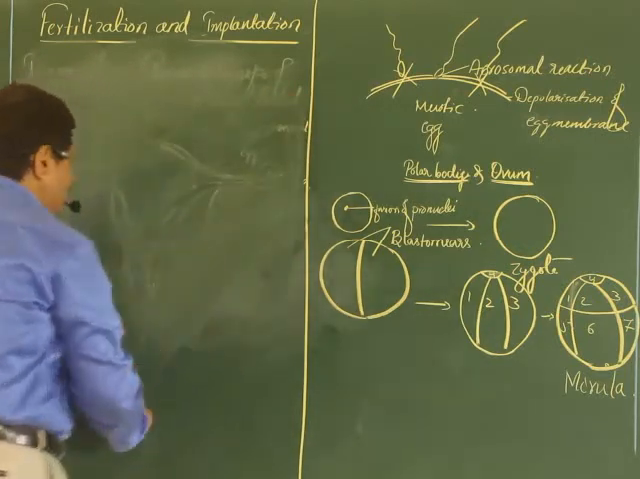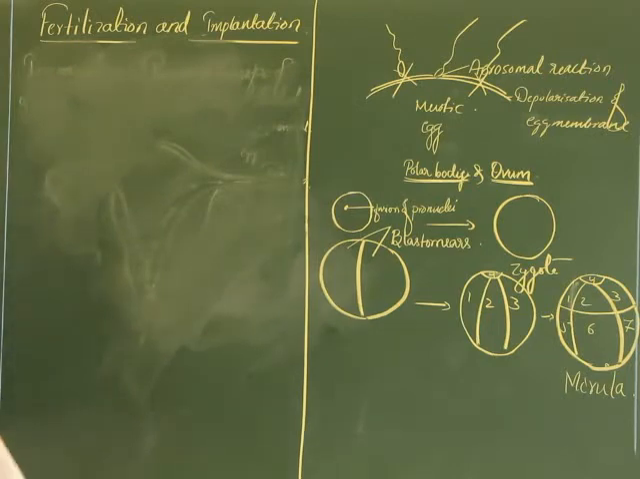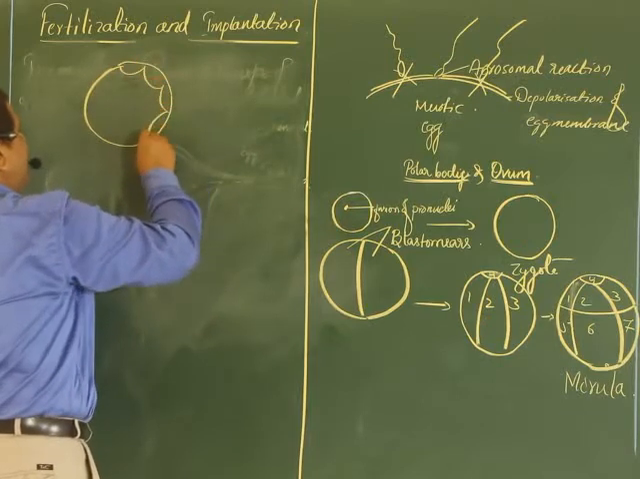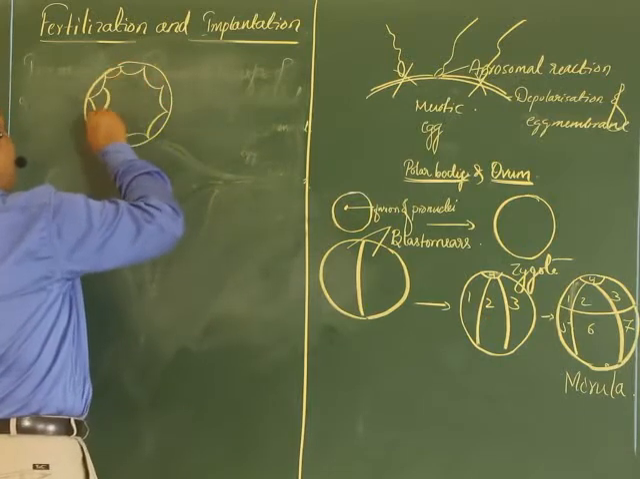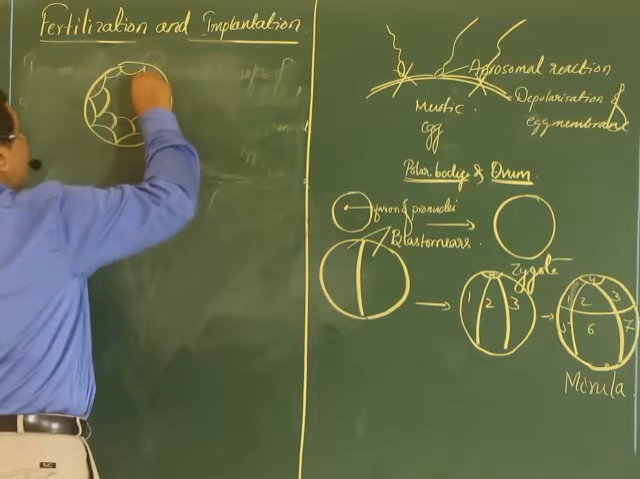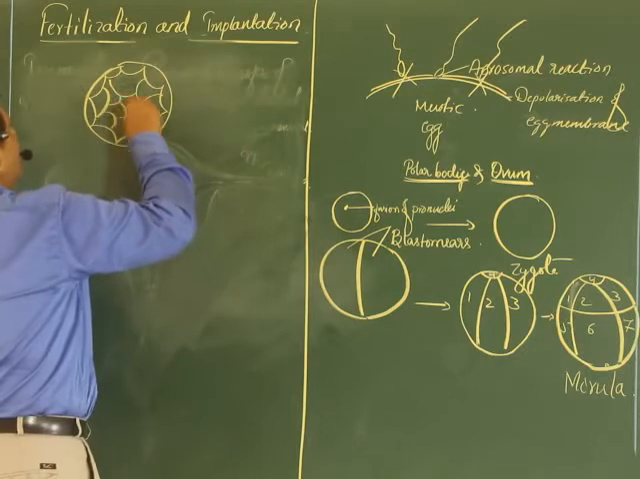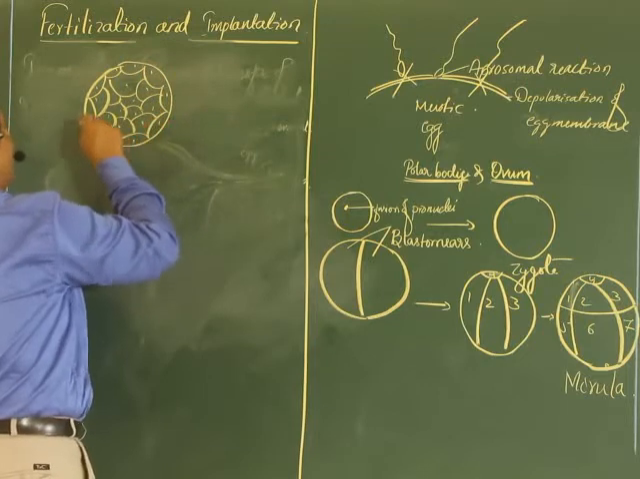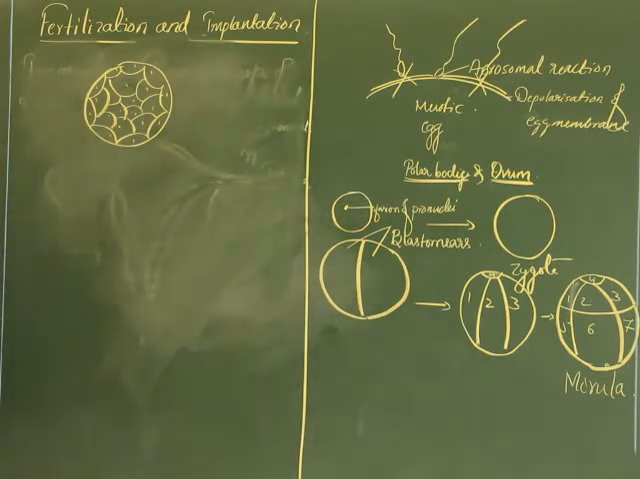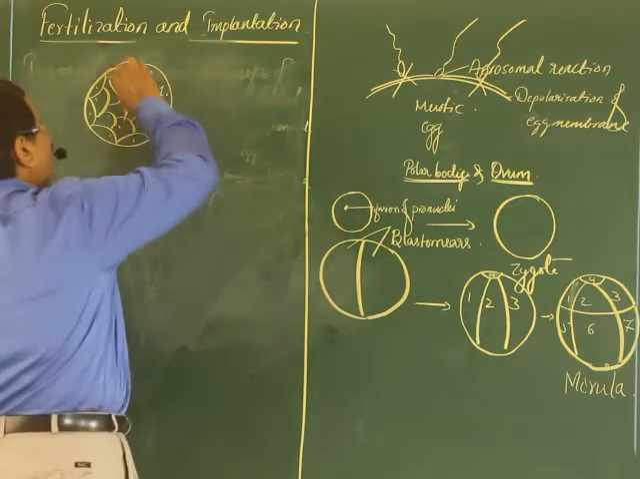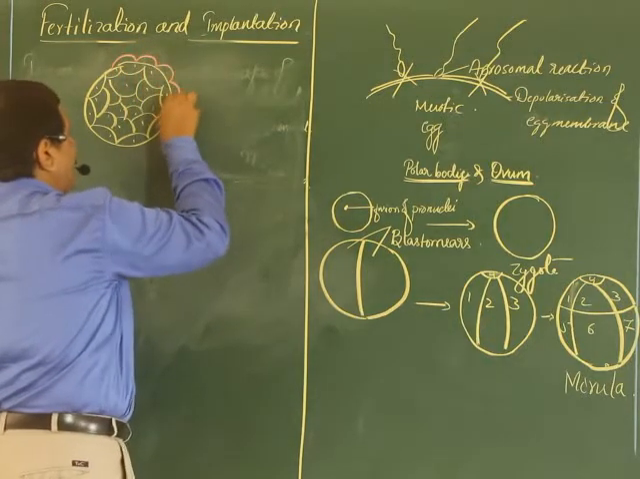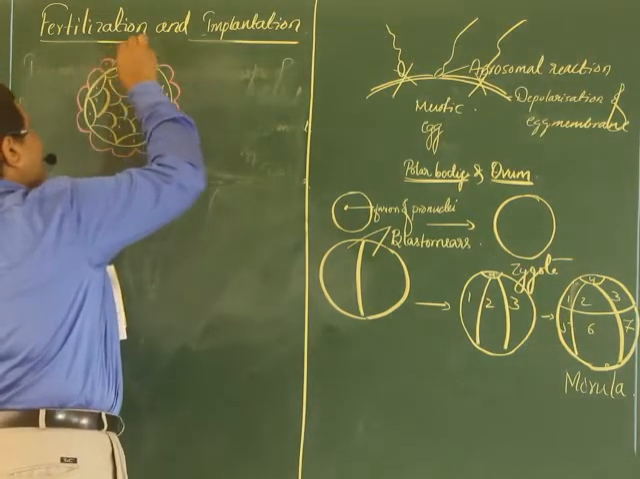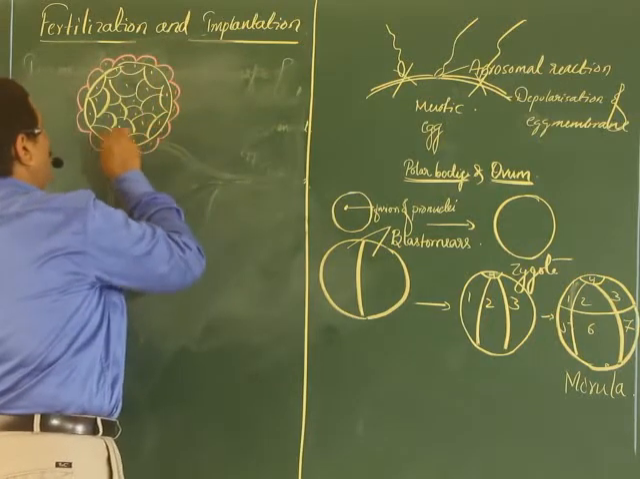Blastocyst is that stage of the zygote where many cells are formed inside it, and it is covered by a special layer of cells. Those cells are called trophoblast. I will write in a different color. Trophoblast. Why am I giving so much importance to these cells? I will tell you. Trophoblast cells.